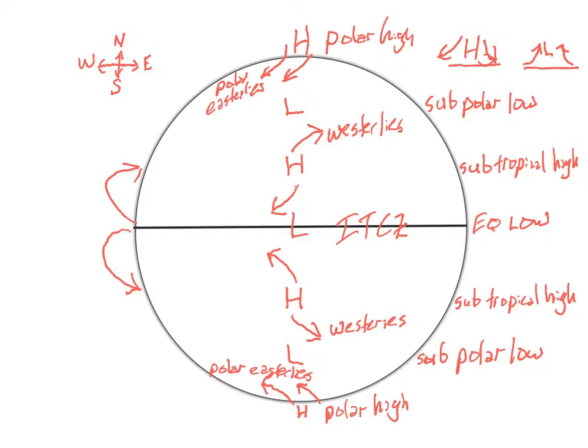And what we end up with then is one more set of winds to label. And where are those? So those are in the tropics. And those, I mentioned before, are called the northeast trade winds.